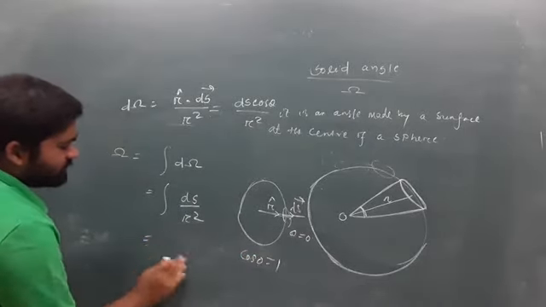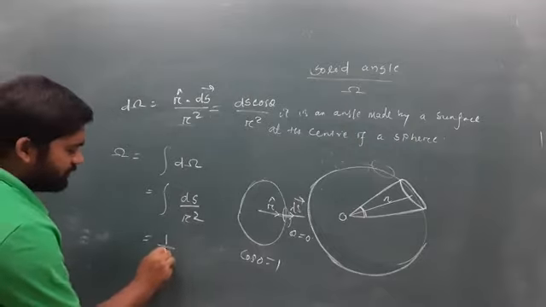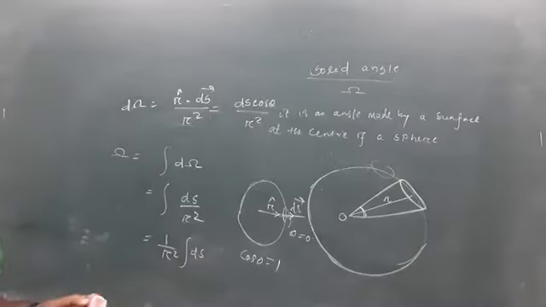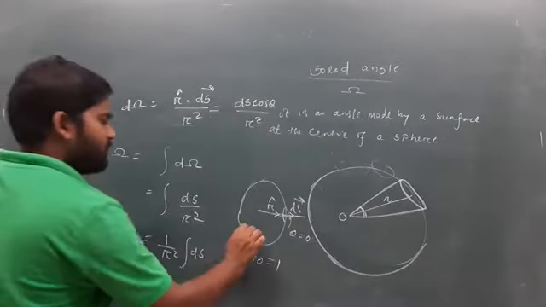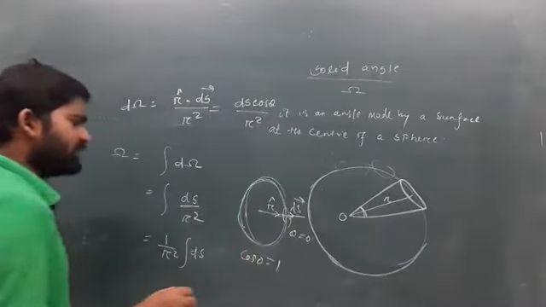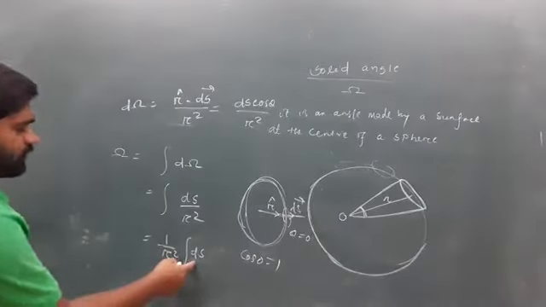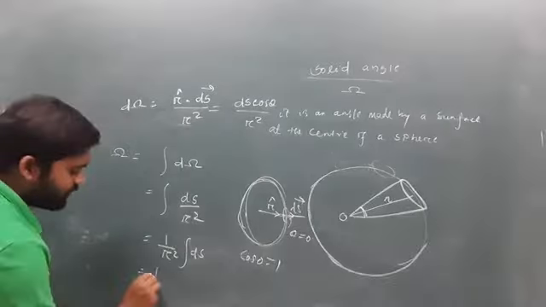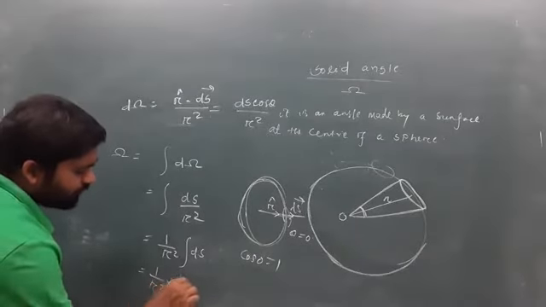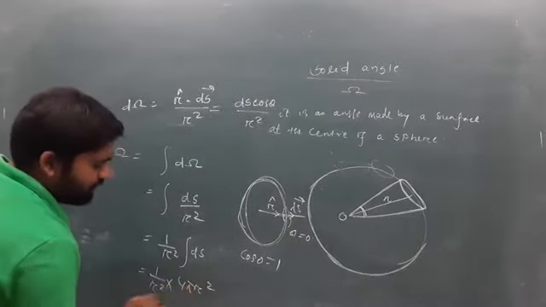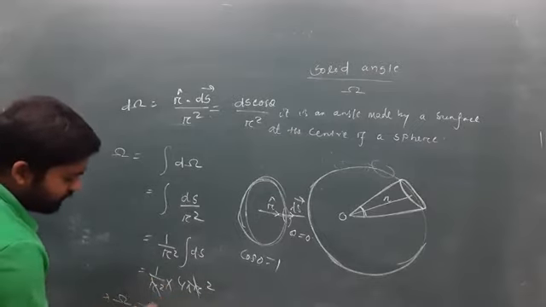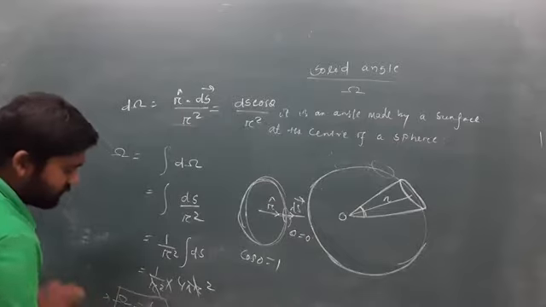So ds by r square. If you take 1 by r square outside, the integration of ds over s is the surface. In case of a sphere, s is the total surface area. What is the formula for the surface area of a sphere? That will be 4 pi r square. If you cancel r square, then omega will be 4 pi. So that is the solid angle.